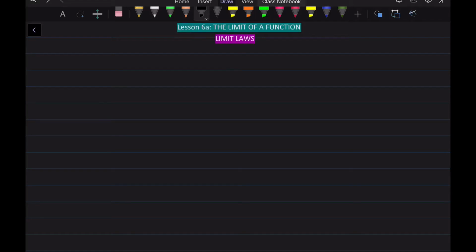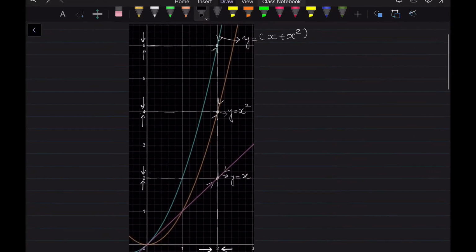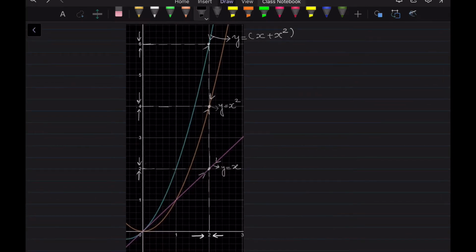In this lesson, we will learn the limit laws, which will make it a lot easier for us to determine the limit of a function as x approaches a. So for that, let's look at the graphical representation of a few functions which I have right here. So here you can see I have taken three functions.